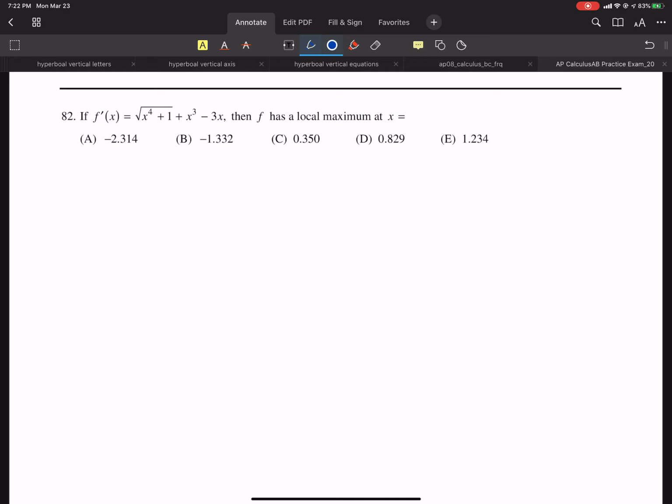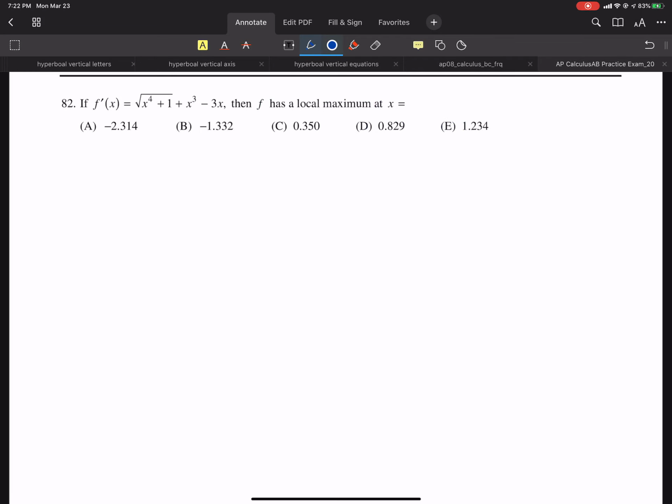Back, guys, we're going to do 3 more here. So we're going to look at 82. Keyword, local maximum. And in your brain, you should be thinking the derivative changes from positive to negative. So what's nice, they gave us the derivative.